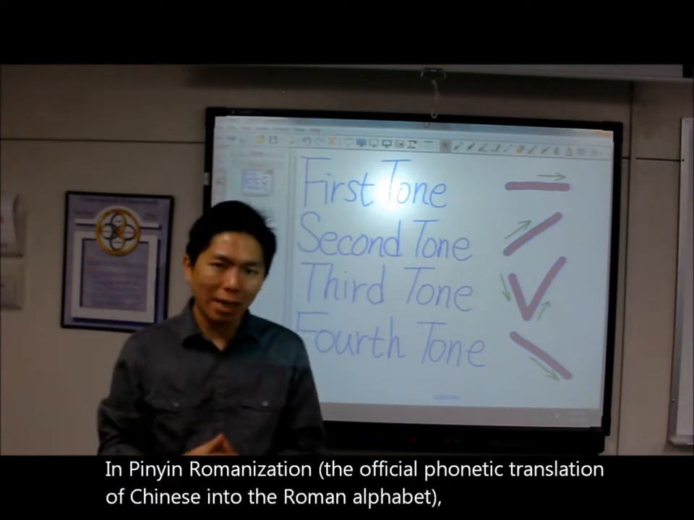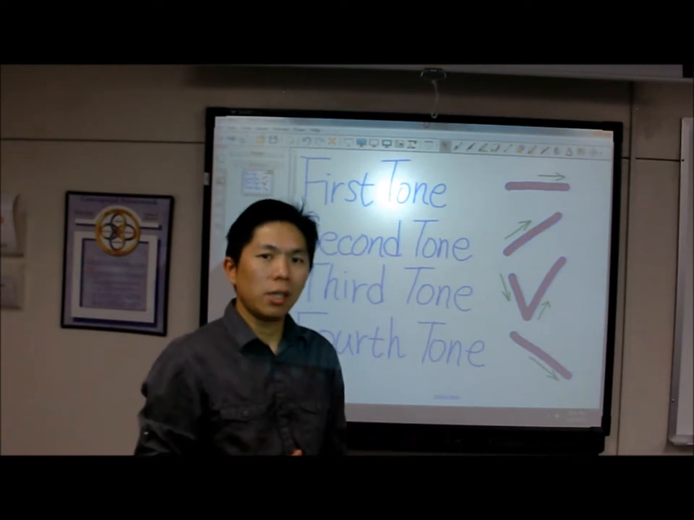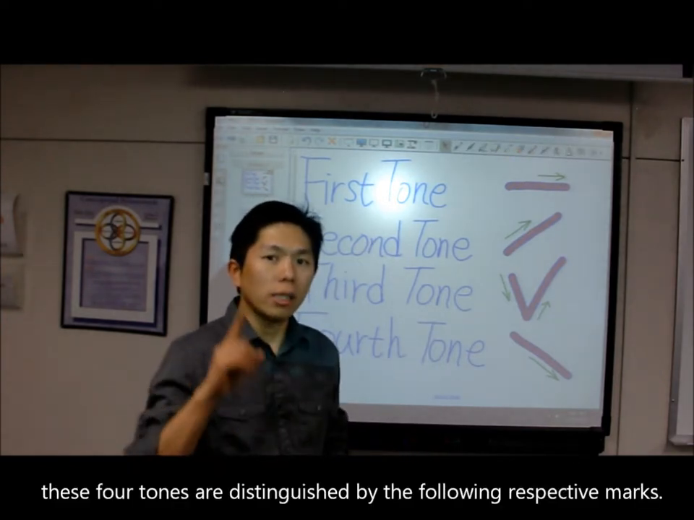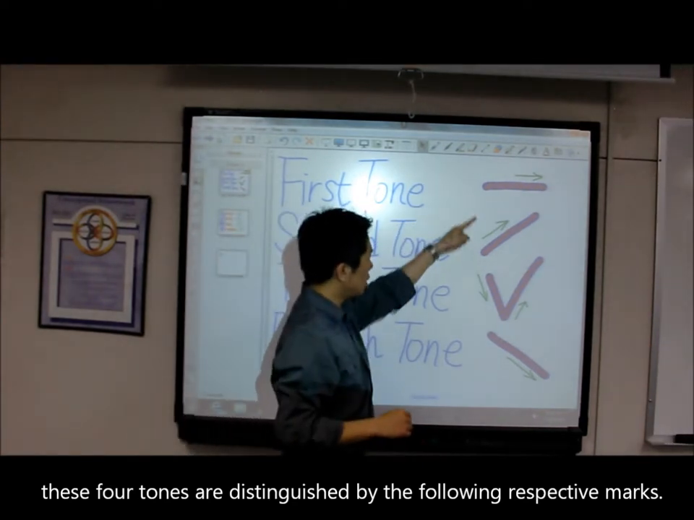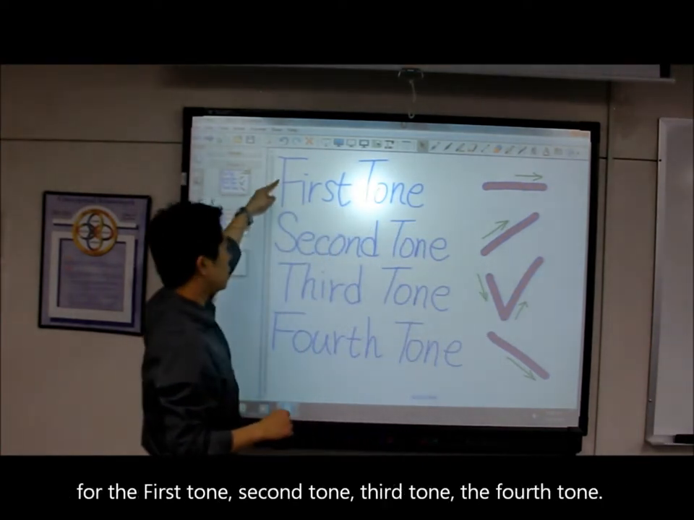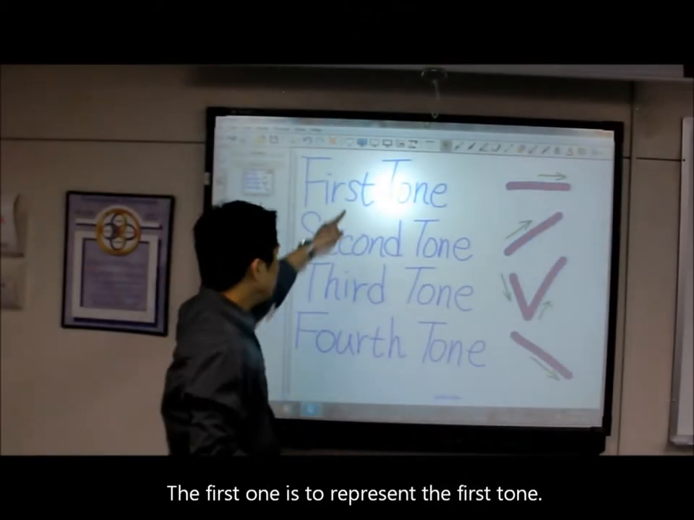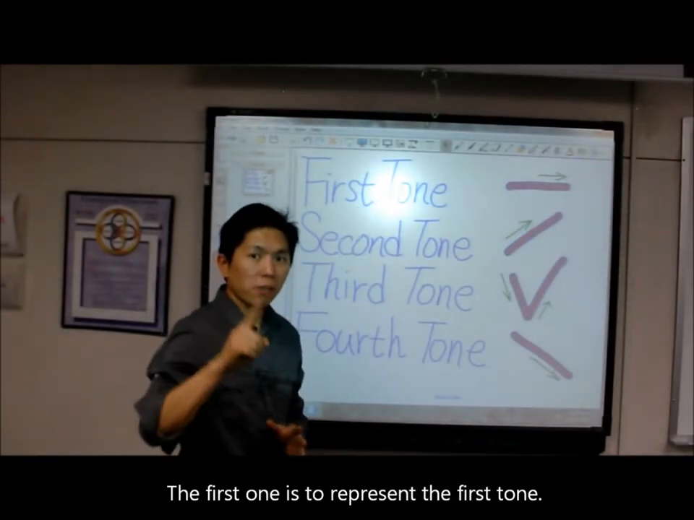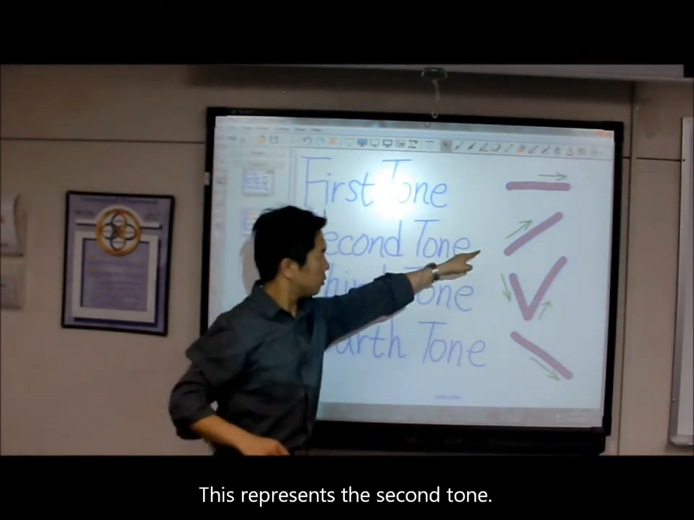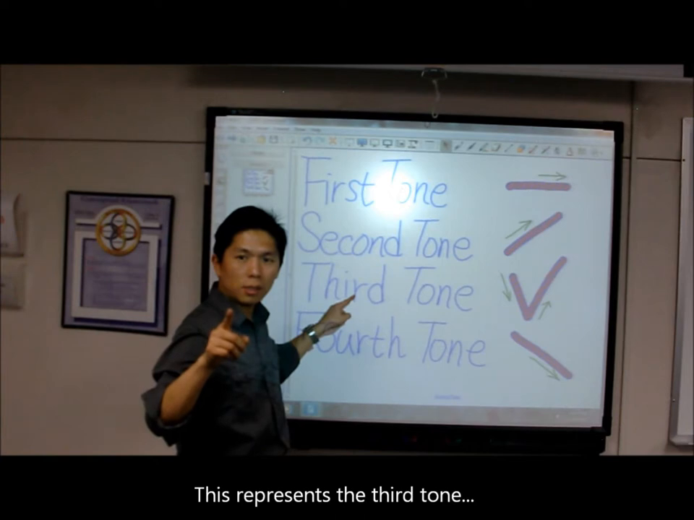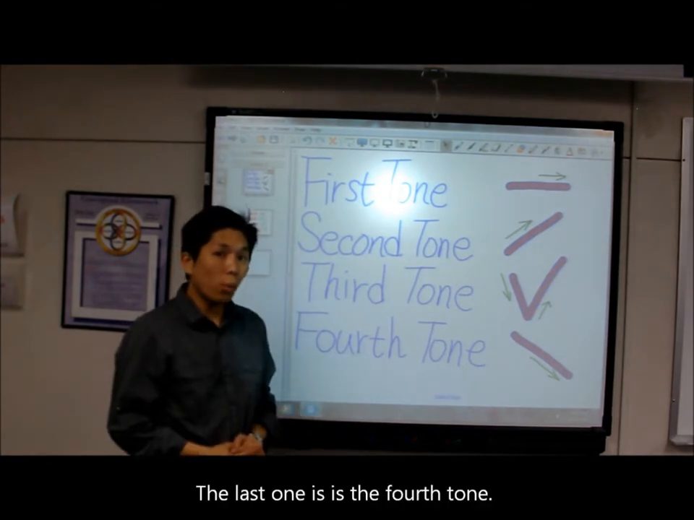In Pinyin romanization, the official phonetic translation of the Chinese into the Roman alphabet, these four tones are distinguished by the following representative markers. 1, 2, 3, 4. For the first tone, second tone, third tone, fourth tone. The first one is to represent the first tone. This represents the second tone. This represents the third tone. The last one is the fourth tone.